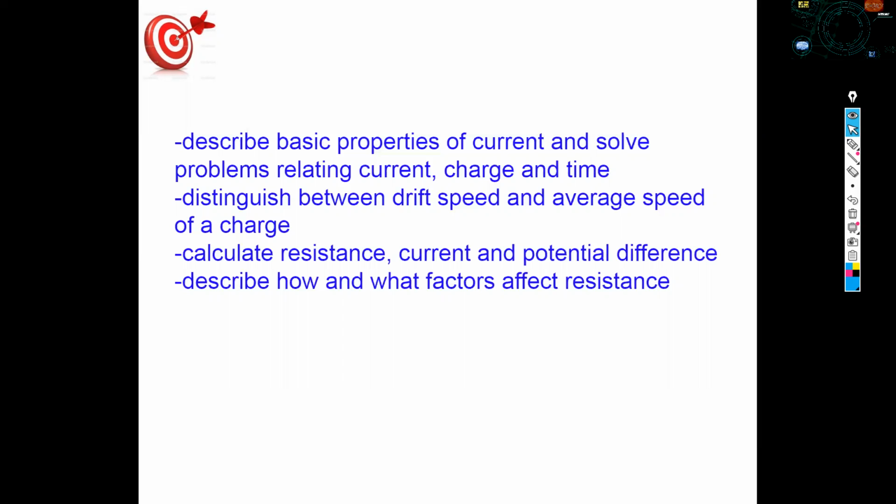What we're going to be talking about is when you flip that switch on the wall in your room, how fast or how long does it take that charge to get up to that light bulb to turn it on? Calculate resistance, current, and potential difference. Again, that's really the basics of all circuitry. All the base equations are going to be based off of those three variables. And describe what factors affect resistance.